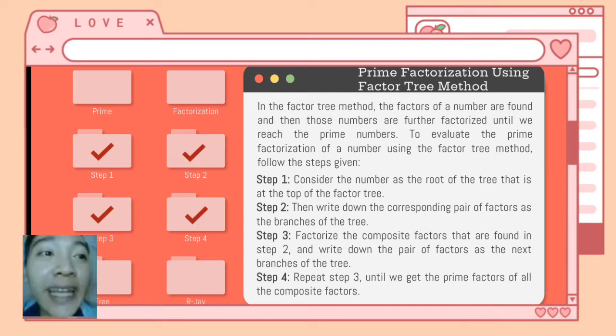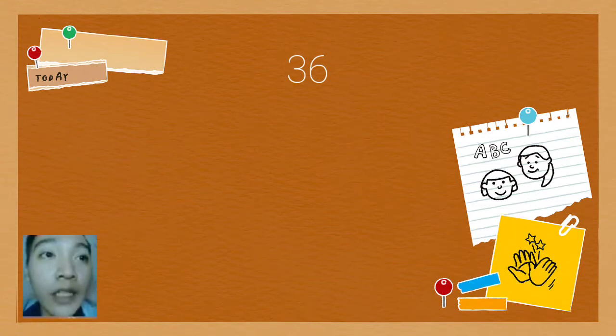Step 2. Then write down the corresponding pair of the factor as the branches of the tree. And then, we're going to 36, diba? 36, we write 36, and then we're going to think of two numbers or factors of 36 that when we multiply, the product will be 36.